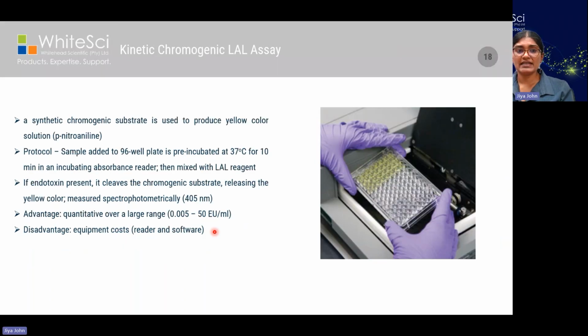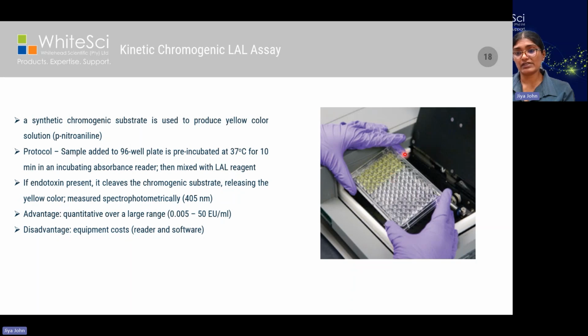The chromogenic LAL assay here, instead of a coagulant where it turns into turbidimetric or gel formation, they actually added a synthetic chromogenic substrate which produces a yellow color. So here the protocol setup is exactly the same as for the kinetic turbidimetric assay, where you have your samples added to the 96-well plate, pre-incubated at 37 degrees for 10 minutes, and then mixed with the lysate. If endotoxin is present, it will cleave the synthetic chromogenic substrate that is present and release the yellow color, which you will see on the ELISA plate.